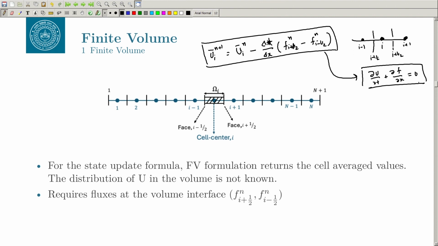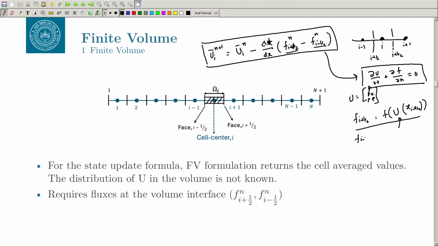And the only question that we have is how to calculate this f I plus half and f I minus half, which results in another question: how is the u varying? So, f I plus half is nothing but f calculated using the value of u. If it is the Euler equation, u is basically rho, rho u and rho e in the conserved variable form. So, this is f evaluated at x I plus half. If you know how the u varies within the cell, we will be able to calculate this.